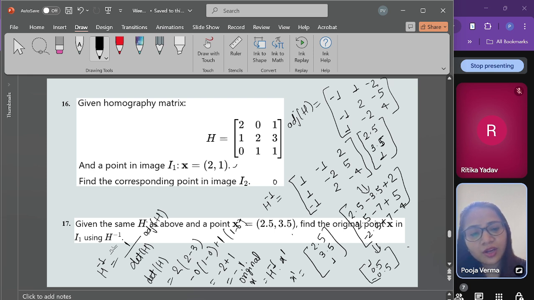Okay. So again, if you convert back into the 2D real space, what do we need to do? 1 divided by minus 0.5, 0.5 divided by minus 0.5. So here you will get minus 2 and minus 1. So given the same H above and the point X prime, we find the original point X in I1 using H inverse. The original point X you will get is minus 2, minus 1. Okay, this is the original point of I1.